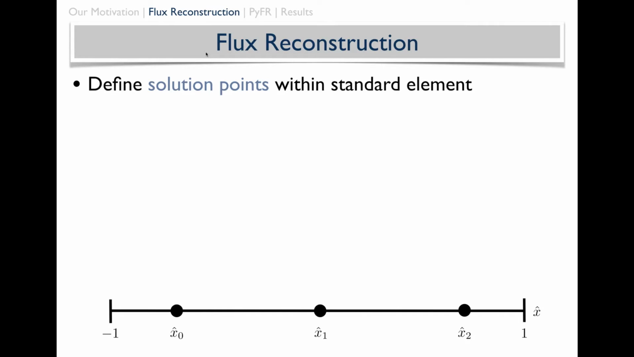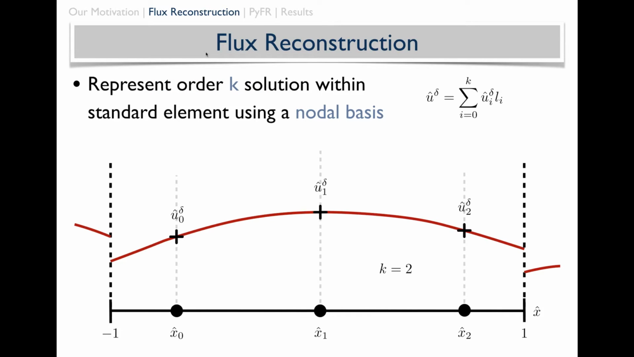Inside each of these standard elements, we can define a set of so-called solution points at which we have values of the solution. And we use these solution points to define a nodal Lagrange basis, that's small l_i in the top right-hand corner of the screen here, that we can use to construct a polynomial representation of the solution inside each element. In this case, this is a second-order polynomial representation, but it can be for arbitrary degree k.